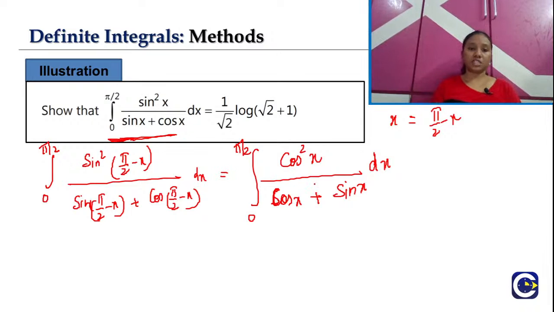By comparing these two expressions, our initial expression as well as the expression after applying our property, there is no change in the denominator, whereas there is a change in the numerator. In the numerator, one is sin square x and the other is cos square x. So if we identify the identity for sin square x and cos square x, we have sin square x plus cos square x equals 1. So now I'll take this to be 1 and this to be 2, and I am going to add these two expressions.